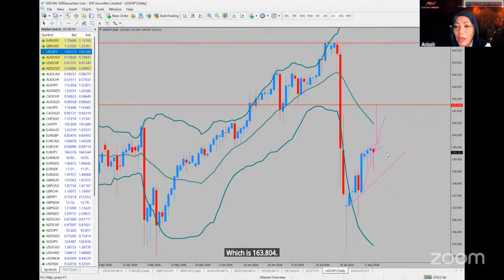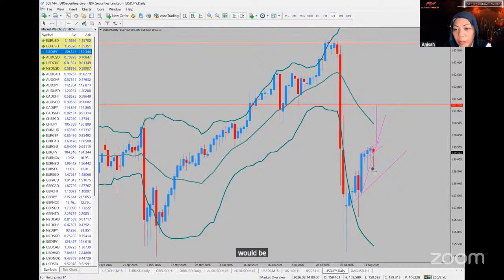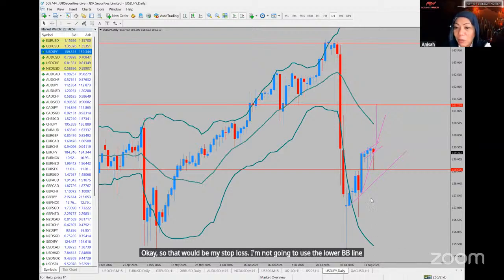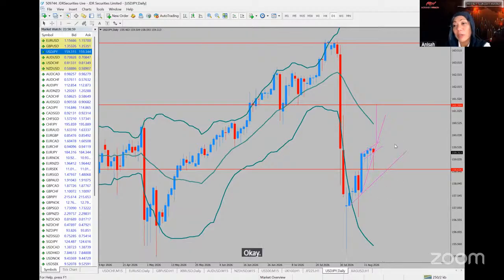Okay, what happens if the price falls? If the price falls, then my stop loss would be 158.626. So that would be my stop loss. I'm not going to use the lower BB line as my stop loss because it's way too far. In terms of risk, I'm comfortable with this, risking one to make one.